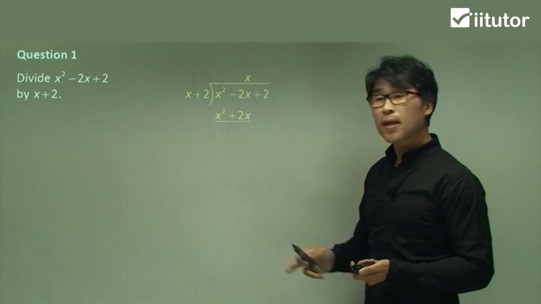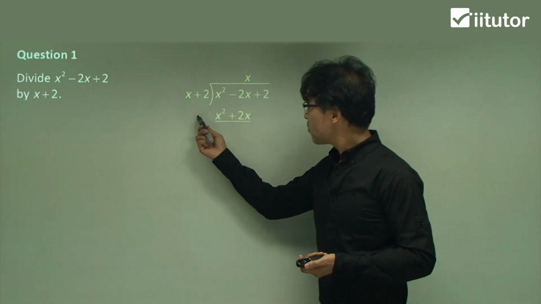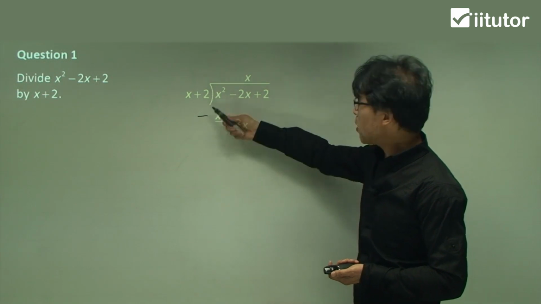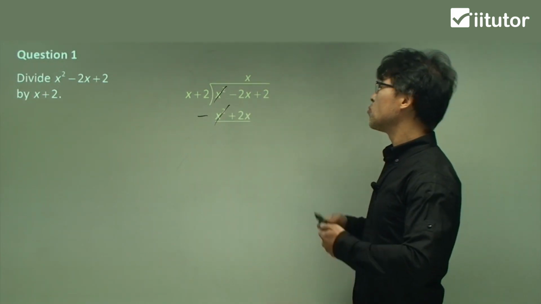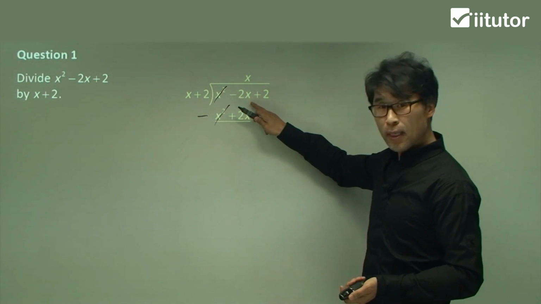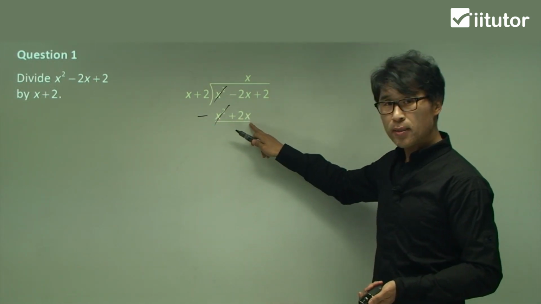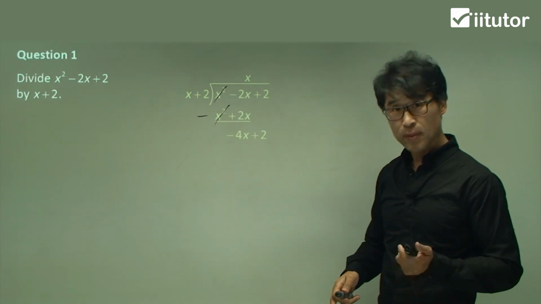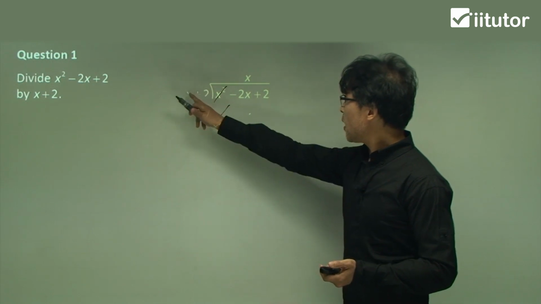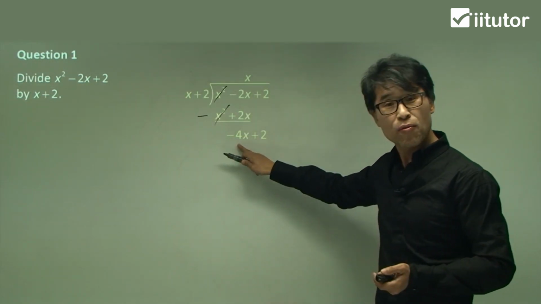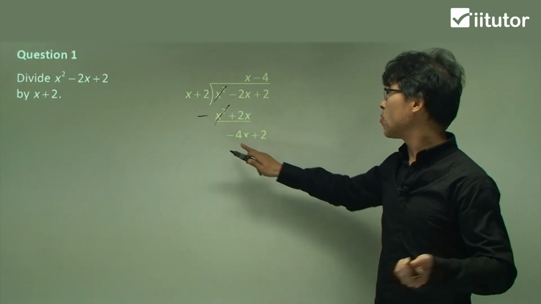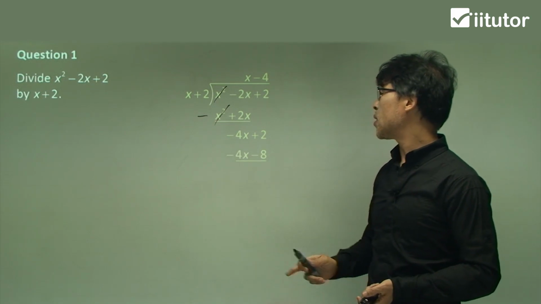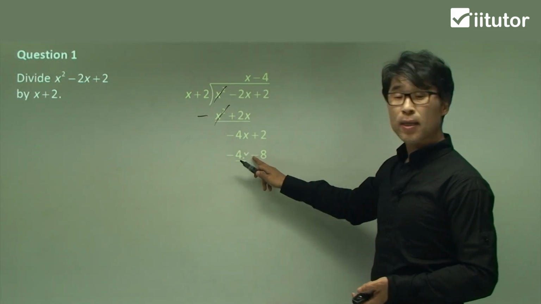Easy enough, guys. And then what have you done here? We need to subtract them. x squared minus x squared disappeared. Good. We are moving on. And minus 2x minus 2x, which is obviously negative 4x, and plus 2. Next step: x times what is negative 4x? Negative 4. Now multiply negative 4 by x plus 2. It will come out negative 4x minus 8.